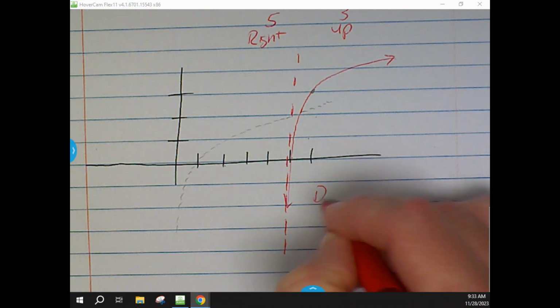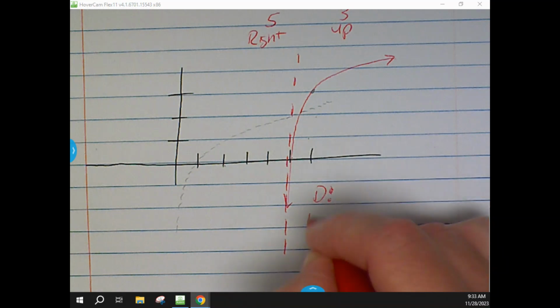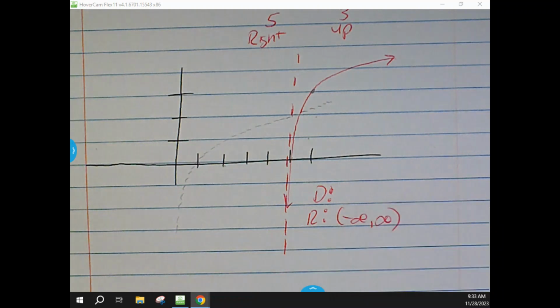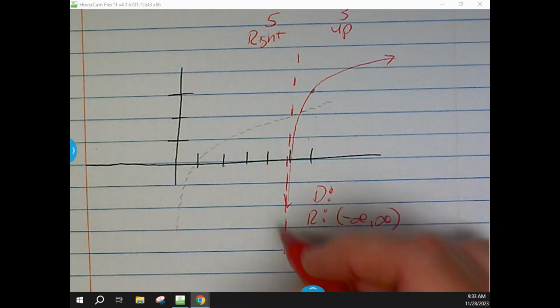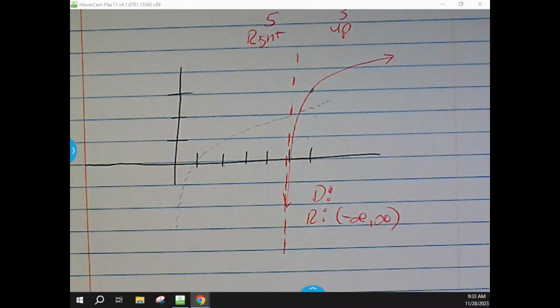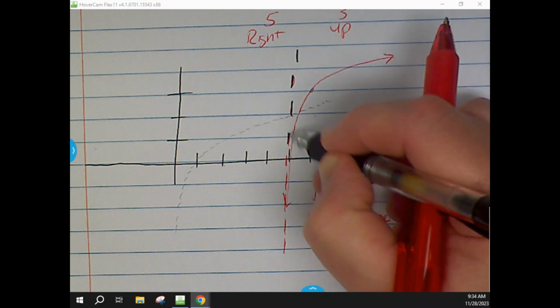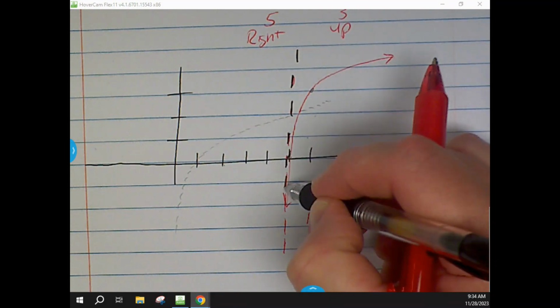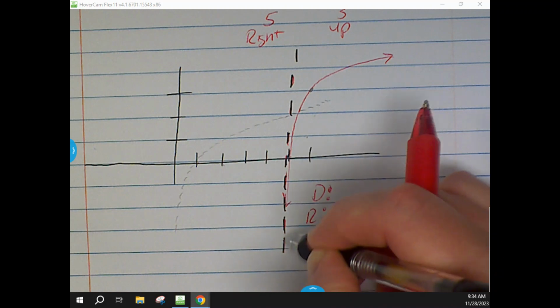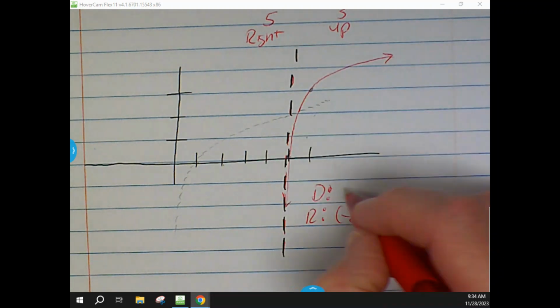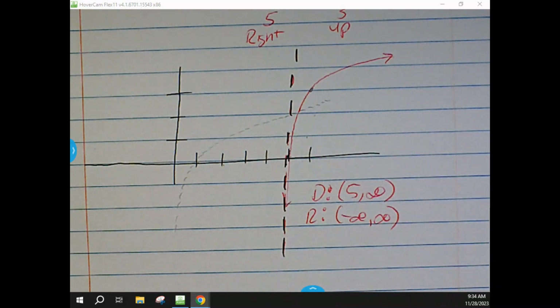Okay, and then domain and range. The easy one for this one is your range is negative infinity to infinity. You can go as high as you want to go. You can go as low as you want to go. But as far to the left as you can go is this cutoff line right here at 5. So the domain goes from 5 out to infinity.